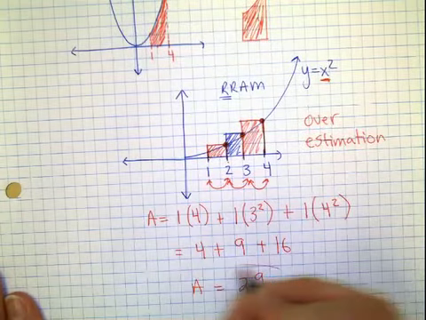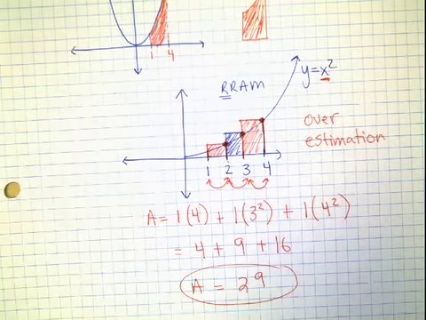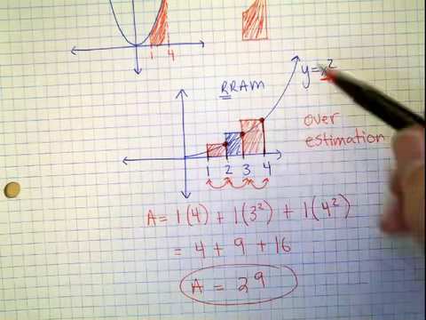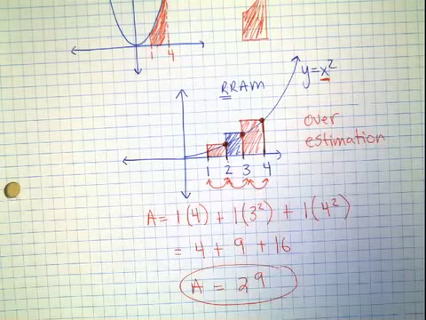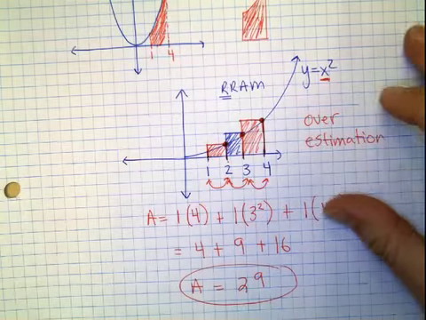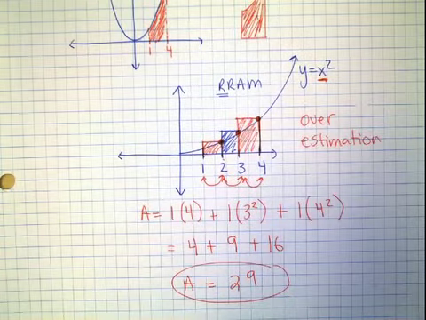And area equals 29. And that's our overestimated area. Obviously the area is a little smaller because of this extra space that we have above the curve, but it's got to be somewhat close to 29. And that's how you do a right-handed rectangular approximation.